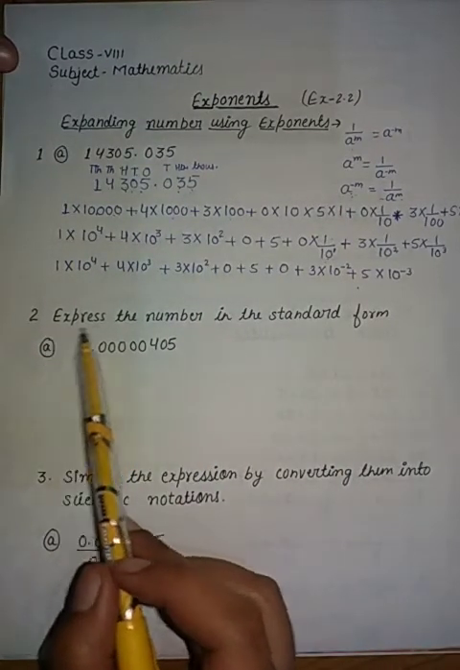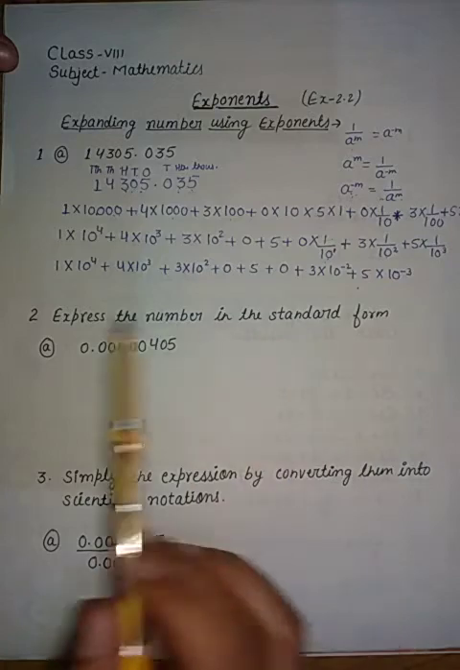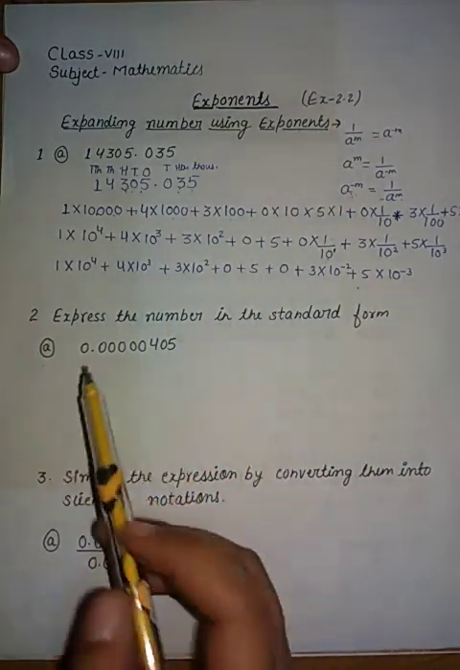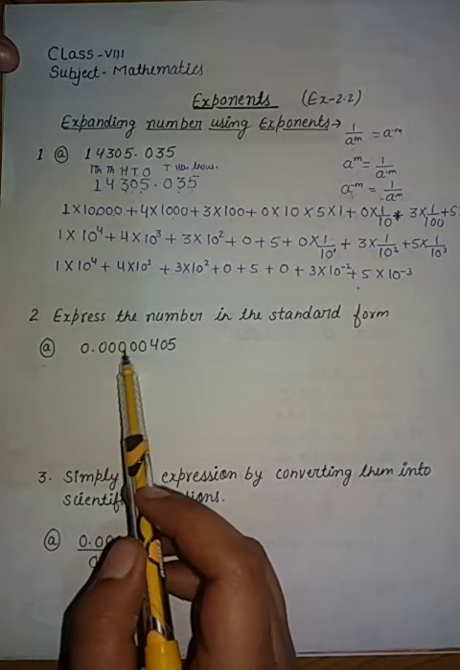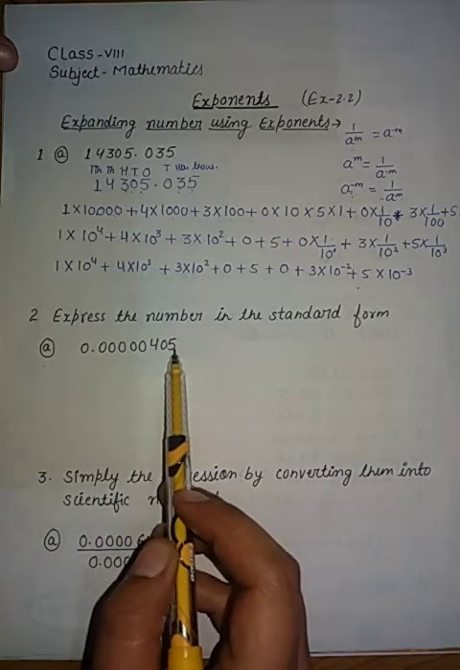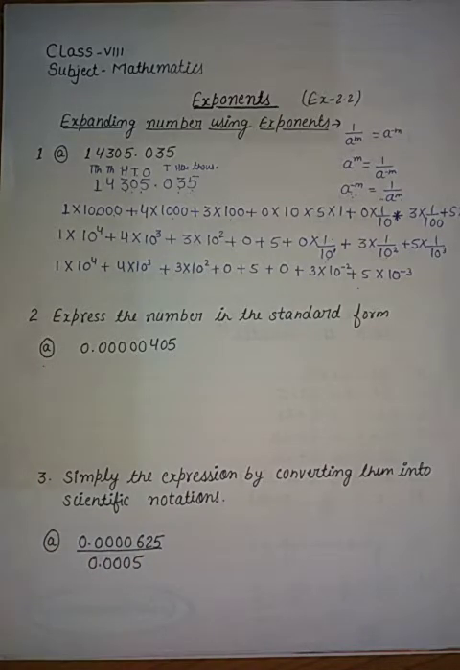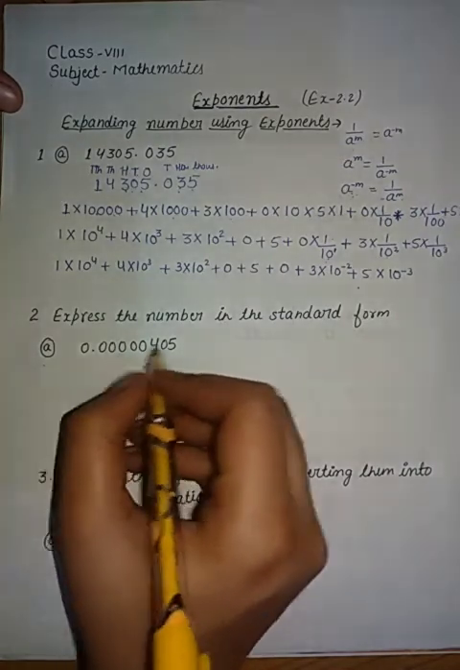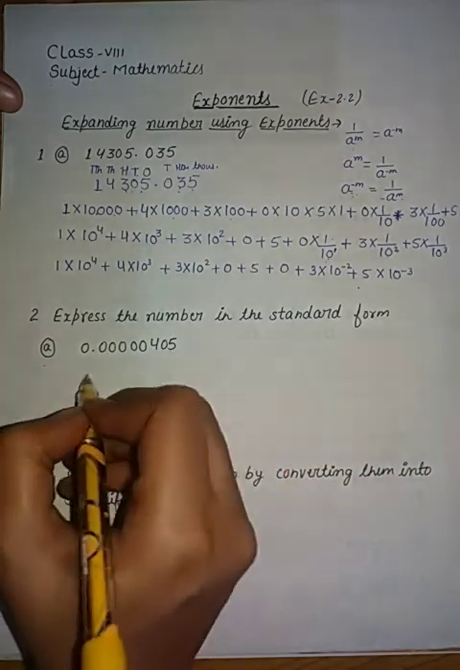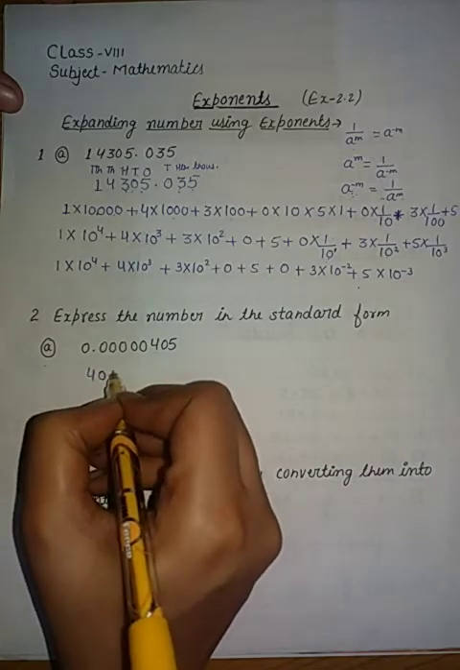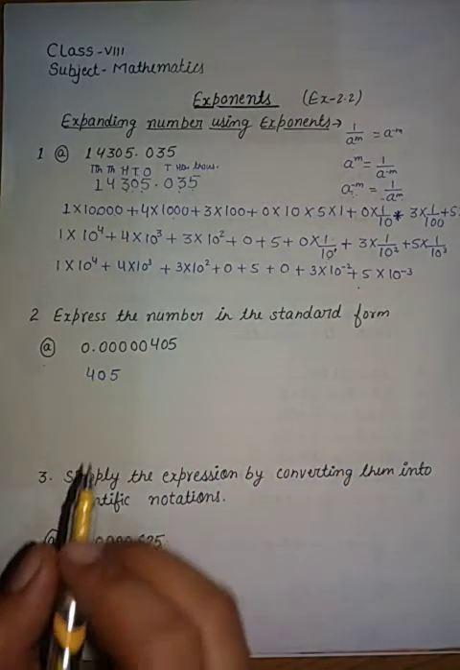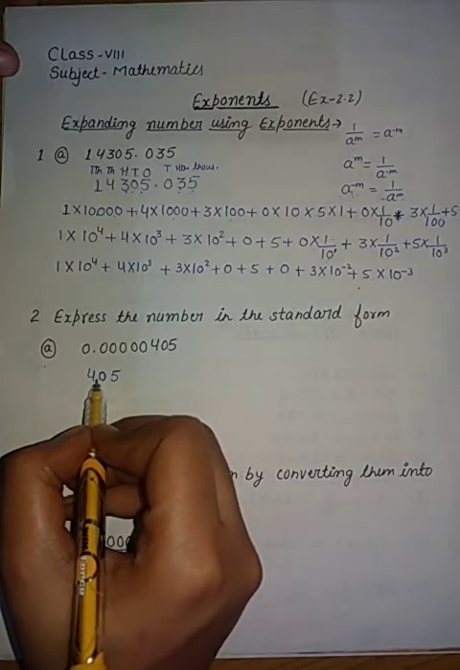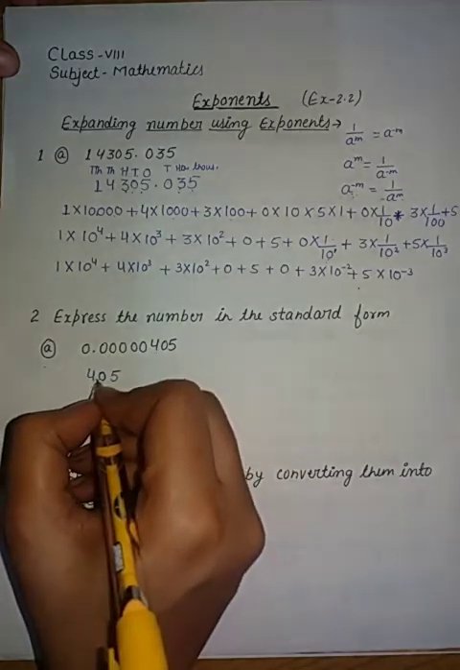Next question: express the number in standard form. This is question 2 of exercise 2.2, part A. We have 0.000000405. I will convert it into standard form. First of all, I will write the number: 405. In standard form, the point will be after one digit. Where? After one digit, the point will be here.